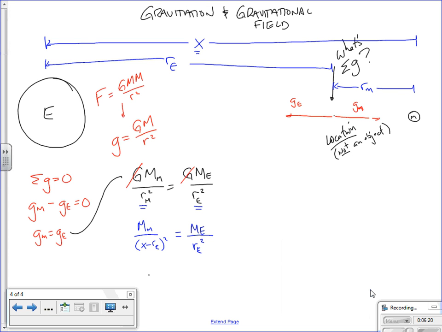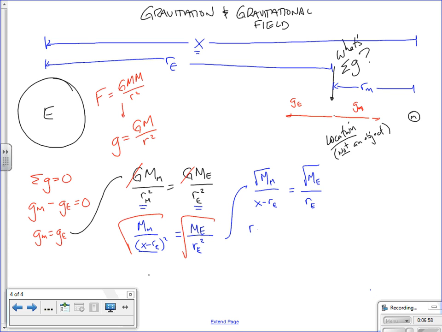Now here's a trick. It looks like, oh boy, squared, and I gotta FOIL that. Just take the square root of both sides. We get the square root of the mass of the moon over x minus r equals the square root of mass of the Earth over r E. The last few steps are really all just algebra.